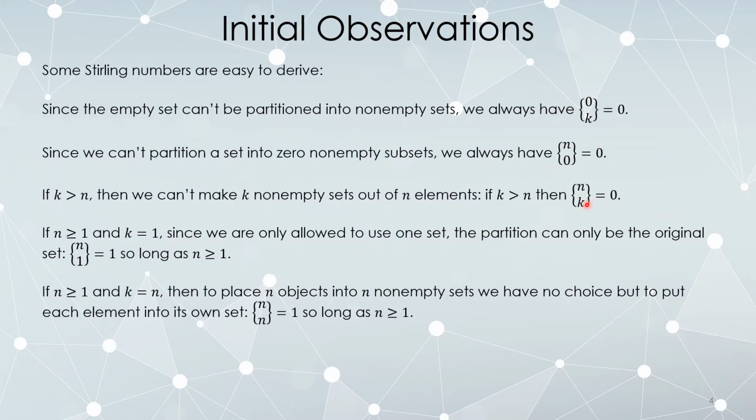So if either argument is 0, there's no way to do this. If the bottom argument, the number of sets, is larger than the number of elements, since we are only using non-empty sets, there's no way to do that. If I want to put a positive amount of elements into one set, there's one way to do that. But if I want to put a positive number of elements into exactly that many sets, there's also one way to do that.